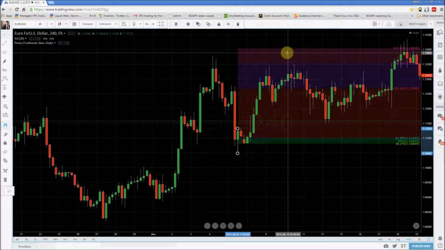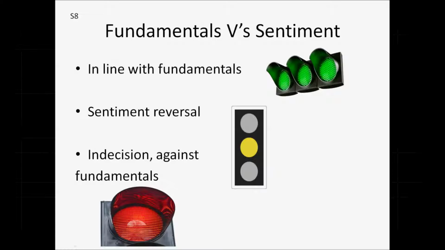What if you're not as patient as that? You like to take the candlestick patterns when they appear at support and resistance areas. Being aware of the fundamental direction, you'd still take a trade against the fundamentals, knowing that the sentiment is in play. That's fine. There's nothing wrong with doing that, but that's what I would call an amber light trade.